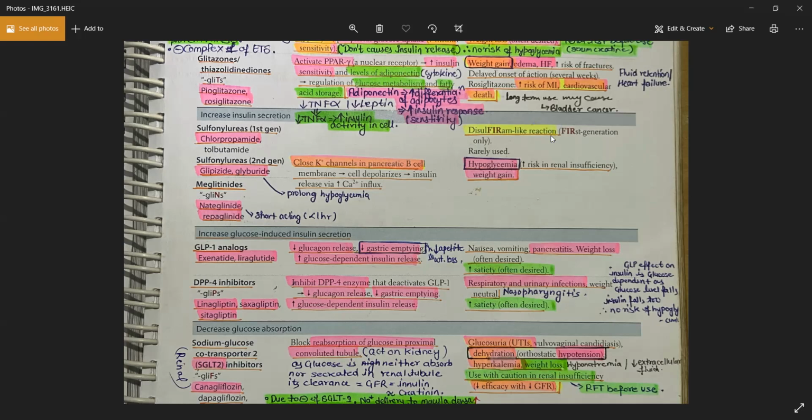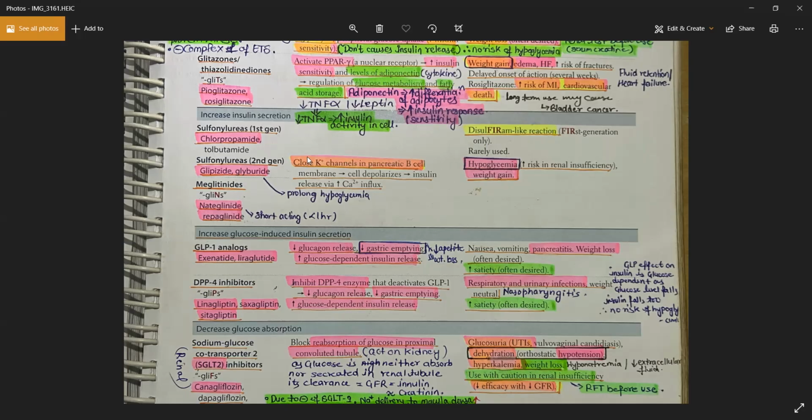Does anyone remember the drug disulfiram? What does it inhibit? Aldehyde dehydrogenase. Yes, it will inhibit the conversion of aldehyde to acid, right? So aldehyde will be increased, and that can cause worsening symptoms of alcoholism. So these drugs can cause the disulfiram-like reaction, and now they are rarely used. Second generation ones are commonly used drugs. These are glipizide and glyburide.